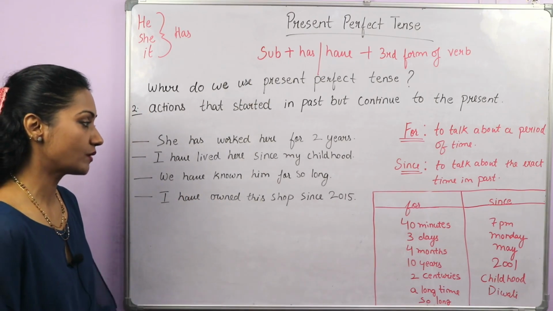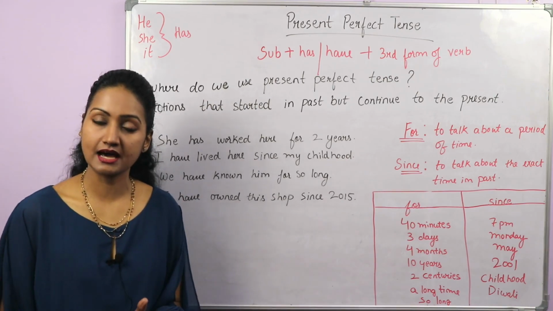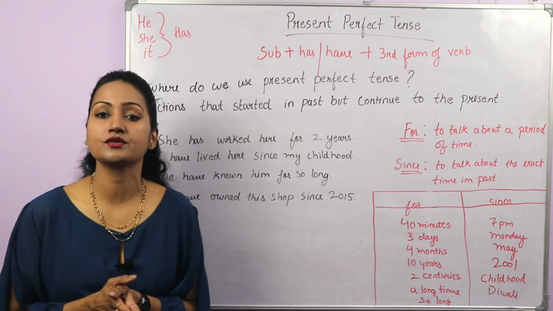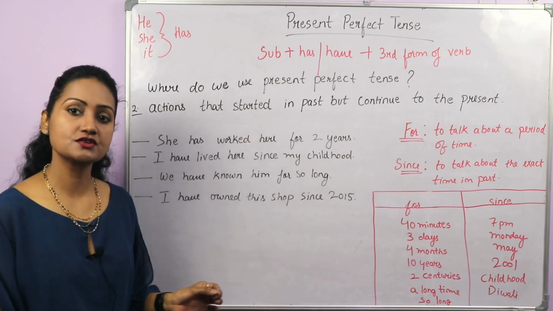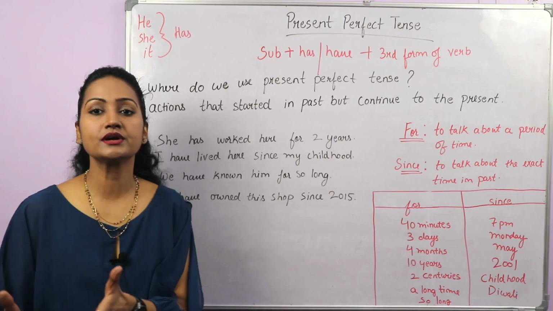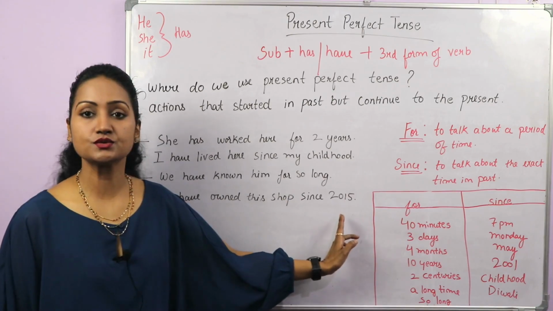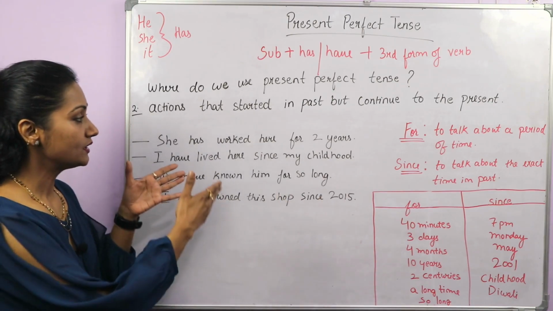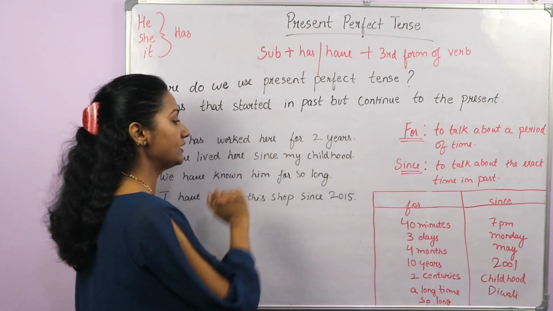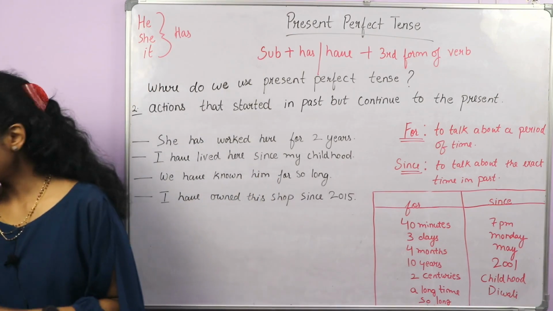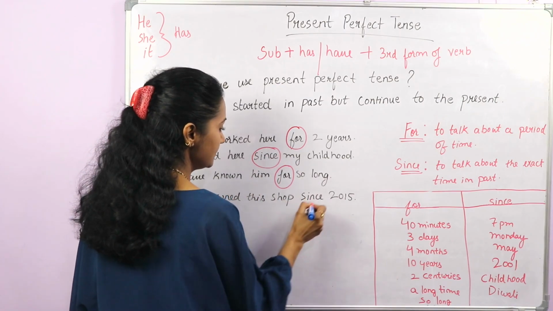I have owned this shop since 2015. That means I bought this shop in 2015. I became the owner of this shop in 2015 and I still own this shop. So the action which started in the past is still going on in present. So again there is a duration. Whenever we frame these kinds of sentences, we have to use either for or since. So just to show duration, we need to use for or since.